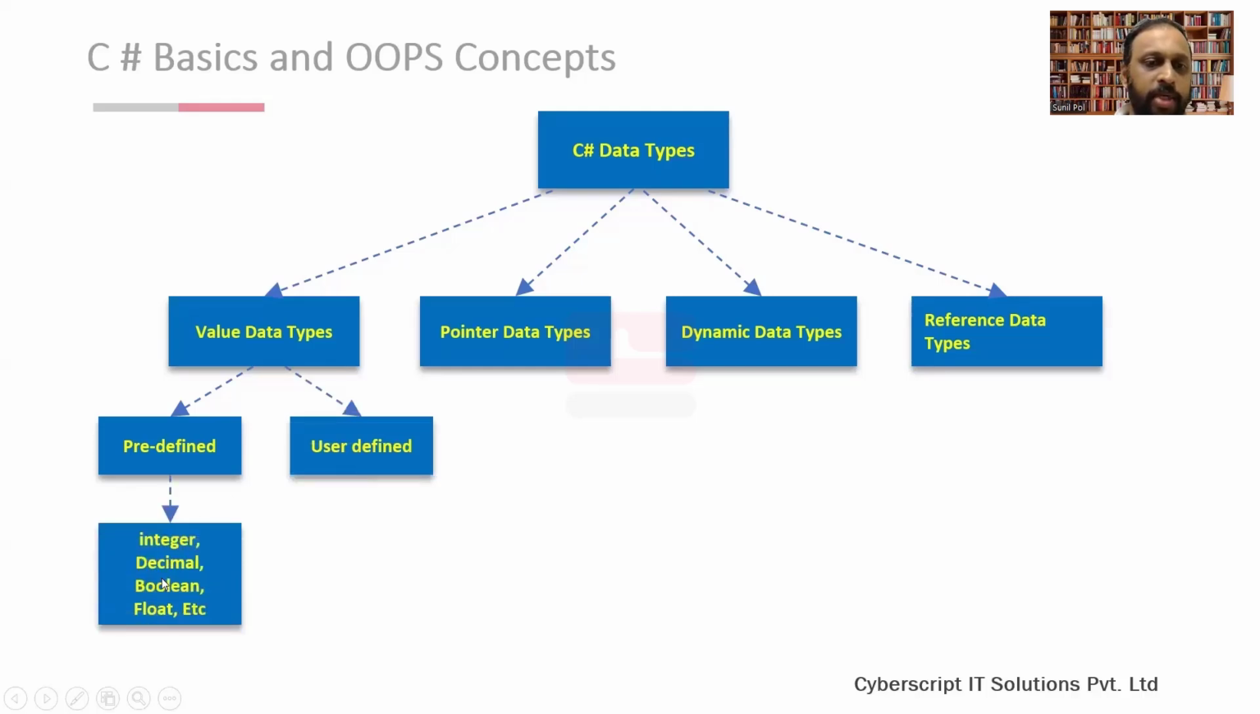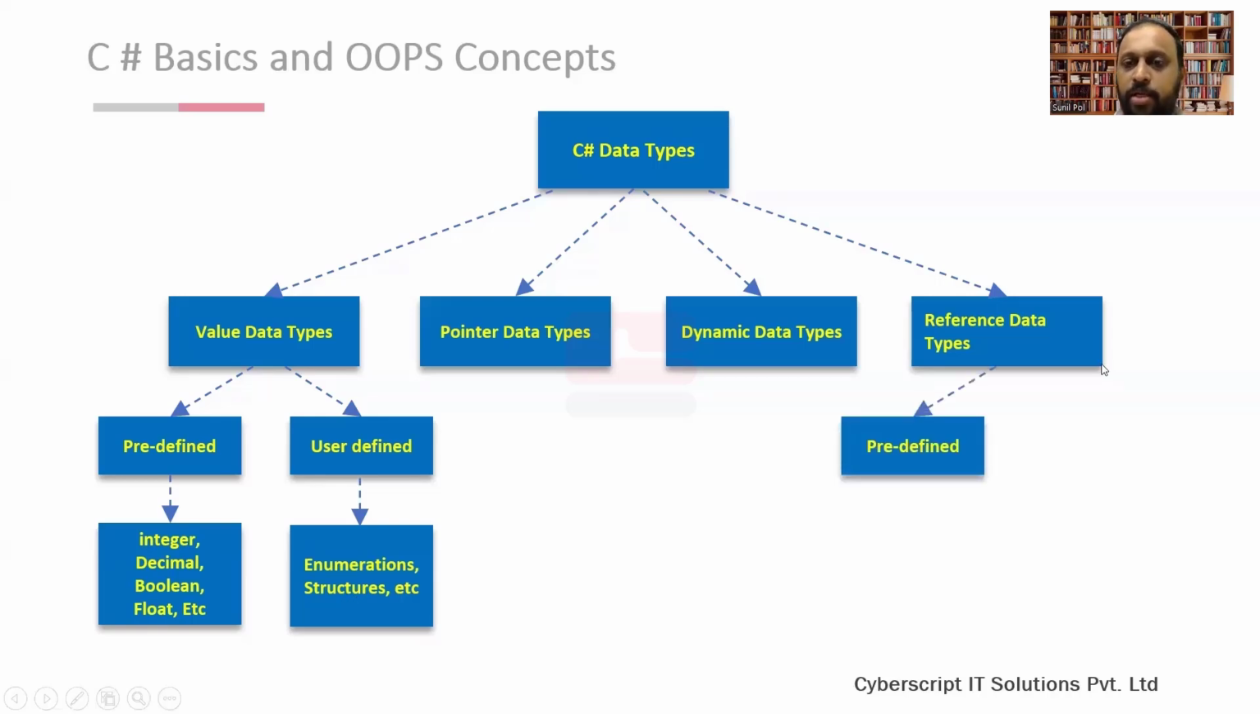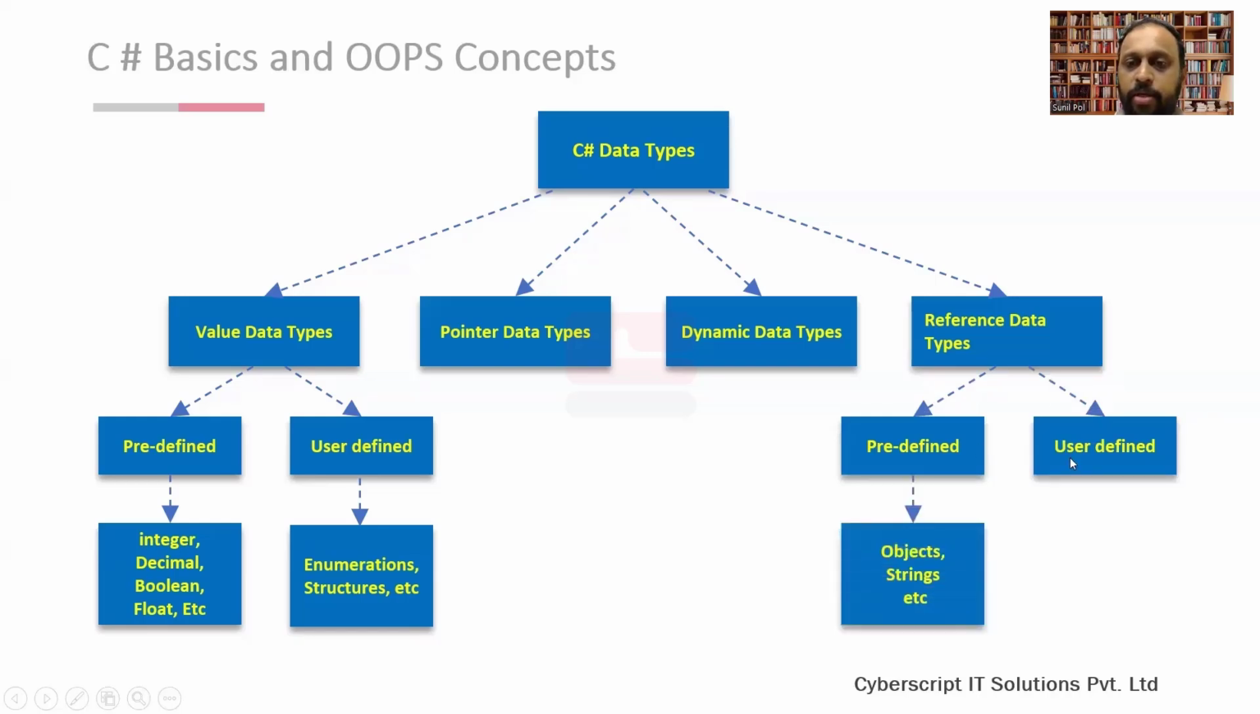Integer, decimal, boolean, float, etc. are predefined data types provided by the C# programming language. We can also declare custom data types with the help of enumerations and structures of value data type. So if you want to declare a user-defined value data type, you have to use enumerations or structures for it. Similarly, reference data types are also categorized into two parts: predefined and user defined.